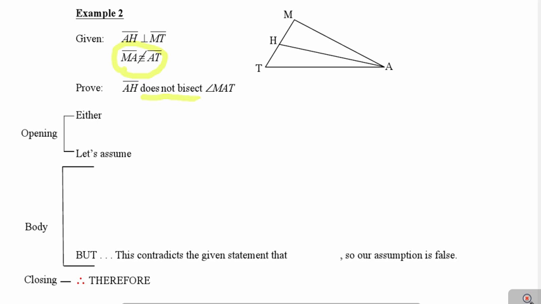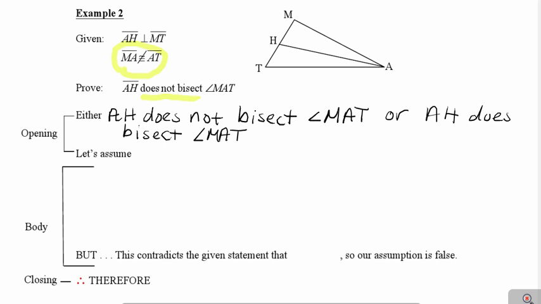So if we look at our proof statement for this, either AH does not bisect angle MAT, or the only other possibility would be that it does bisect angle MAT. And then we always want to assume the opposite of what we're trying to prove. So let's assume that AH does bisect angle MAT. And then let's go from there.